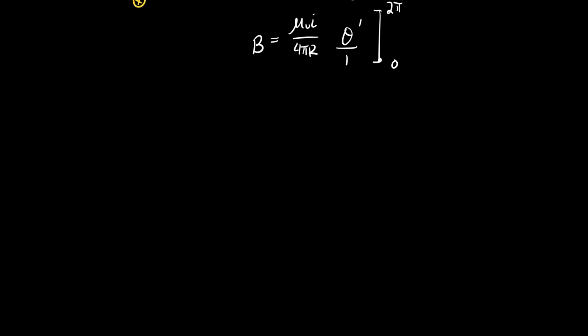All right, there's not much more to do here except substitute in the limits of integration, which is just going to be 2 pi minus 0, or 2 pi. So B equals mu naught I over 4 pi r times 2 pi. Obviously, the pi cancels, and one of the 2's cancels. And we're left with our magnetic field equals mu naught I over 2r.